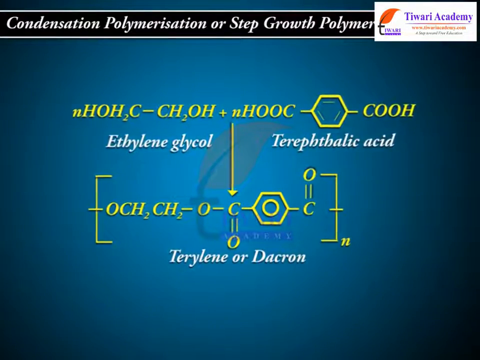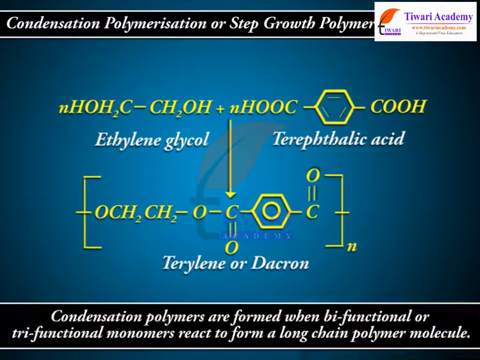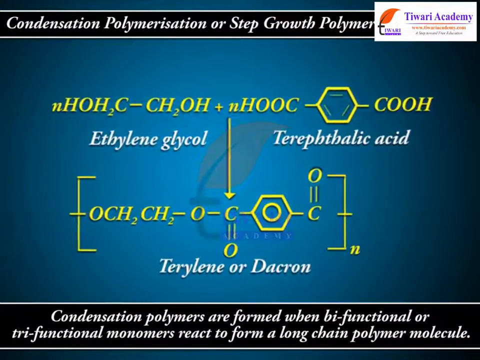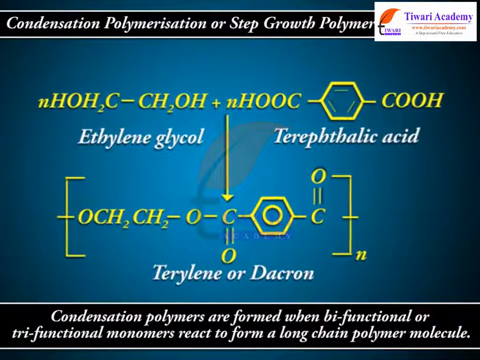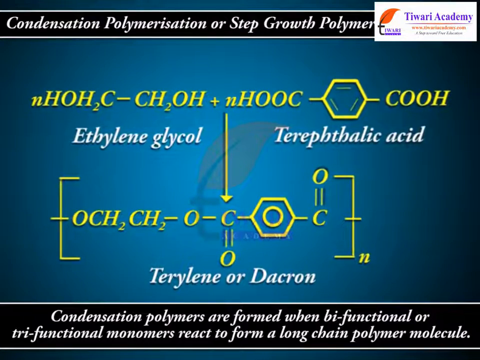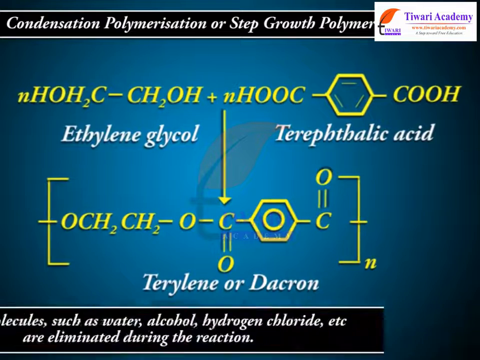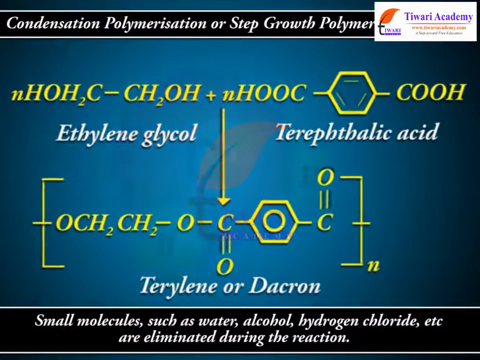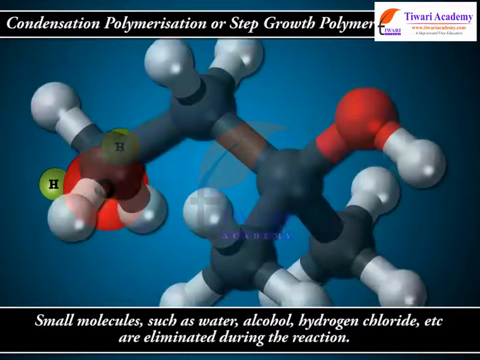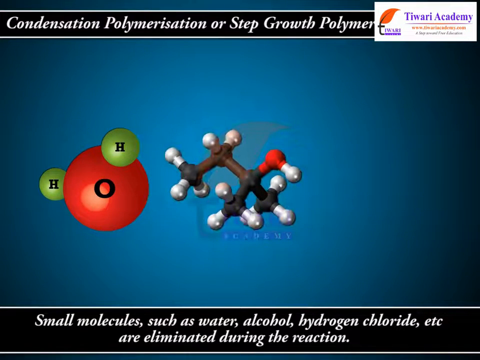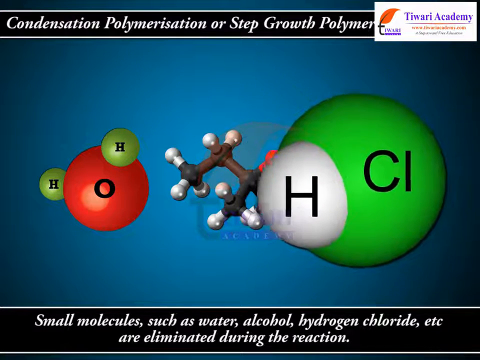Condensation polymerization, or step growth polymerization. Condensation polymers are formed when bifunctional or trifunctional monomers react to form a long-chain polymer molecule. Small molecules such as water, alcohol, hydrogen chloride, etc. are eliminated during the reaction.